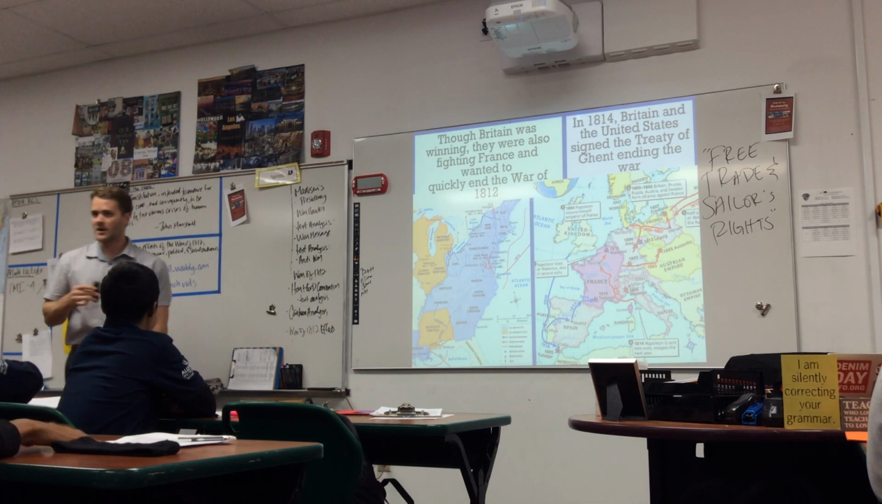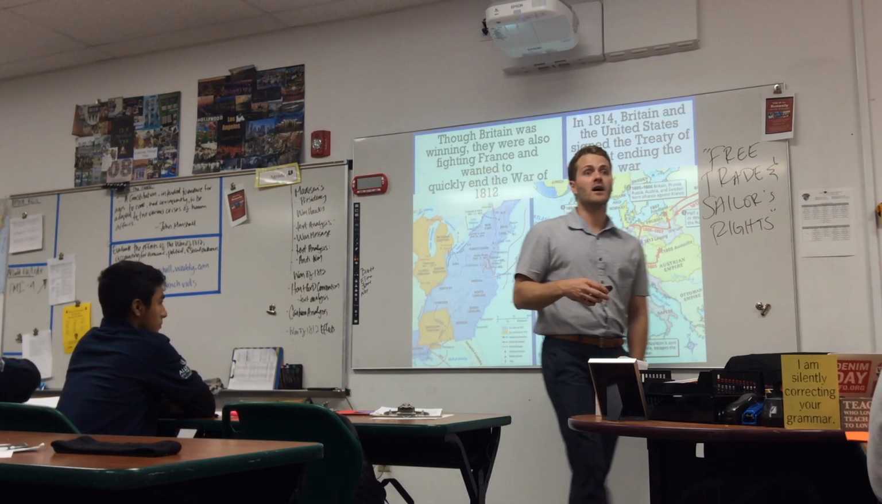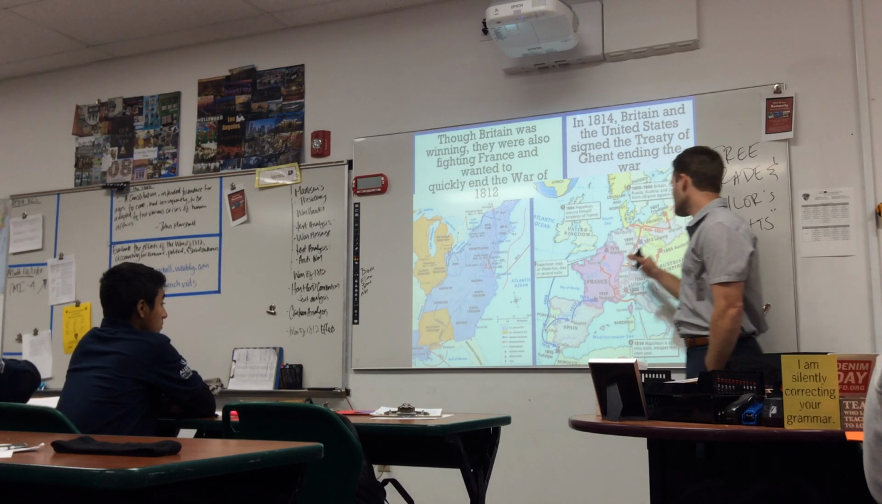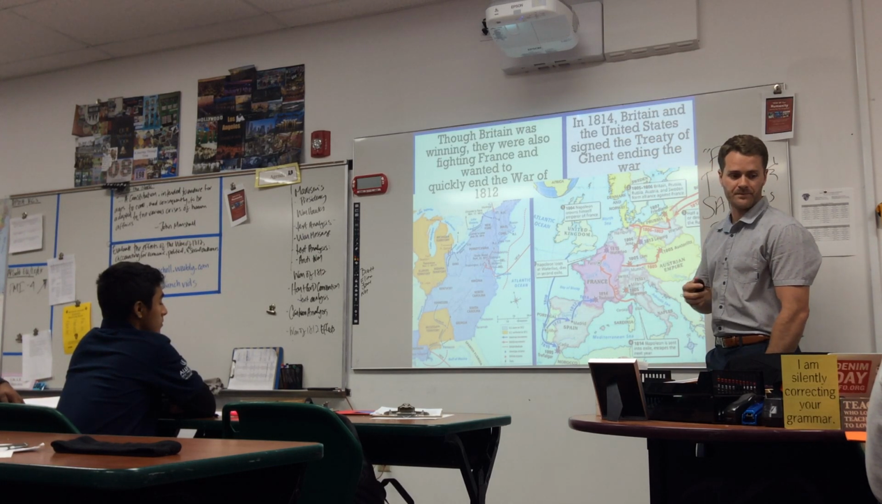Where's Ghent? Why is it called the Treaty of Ghent? It's signed in Ghent. Ghent is in Belgium, right here. And we signed the Treaty of Ghent, and the war is over.